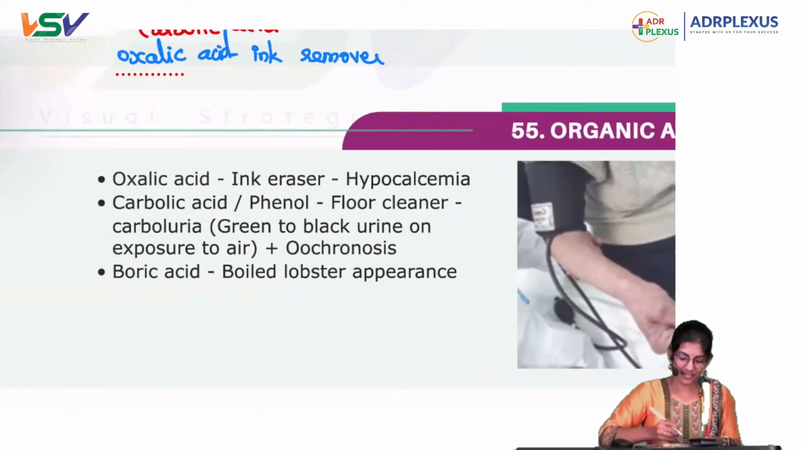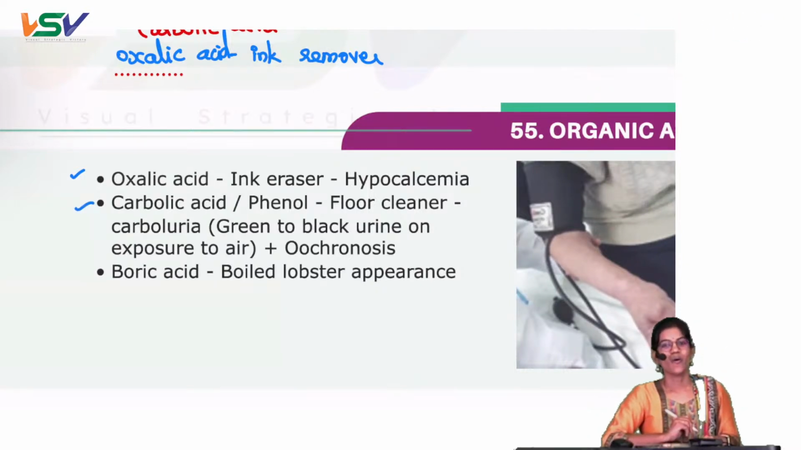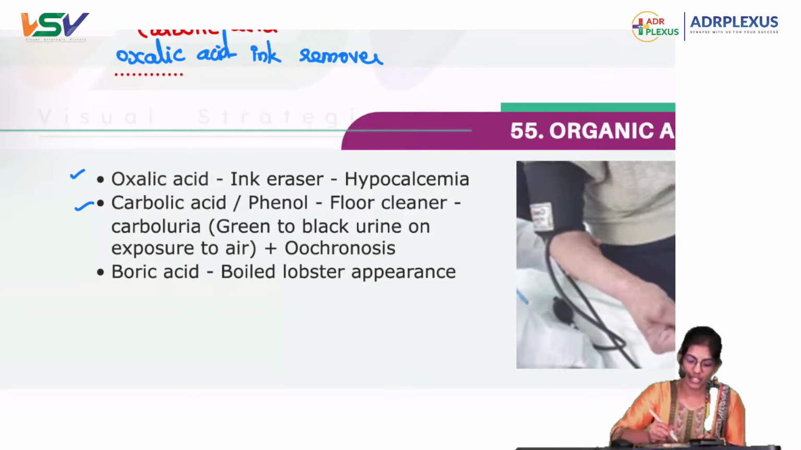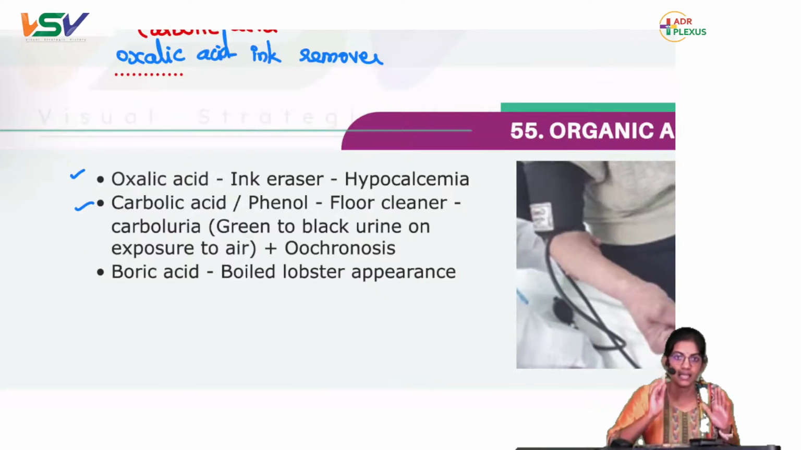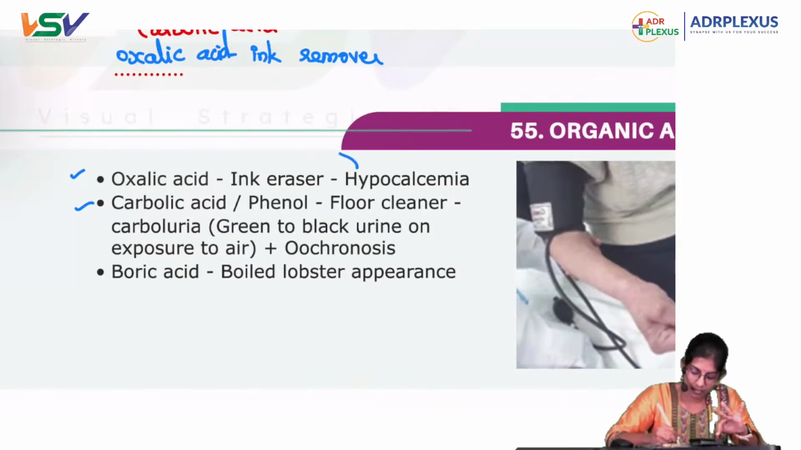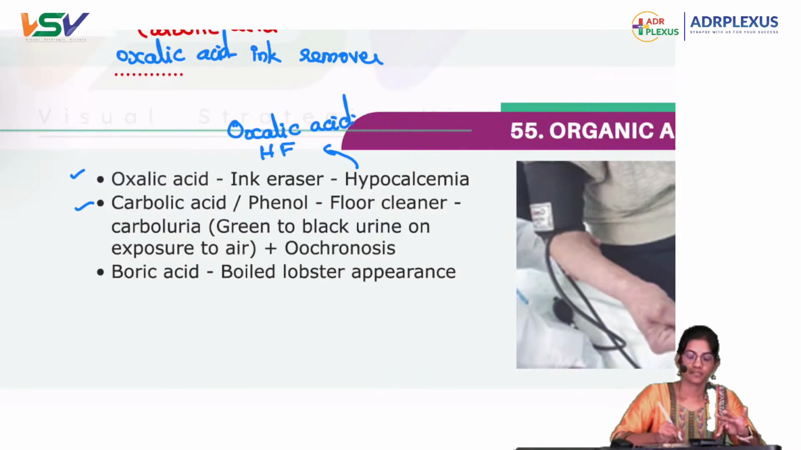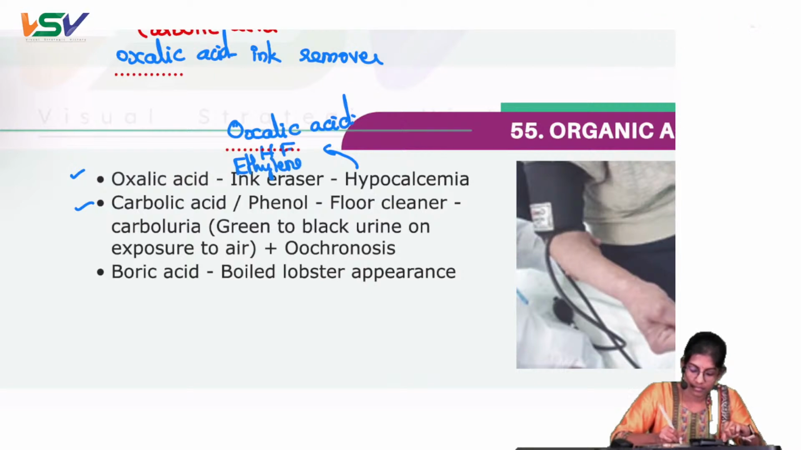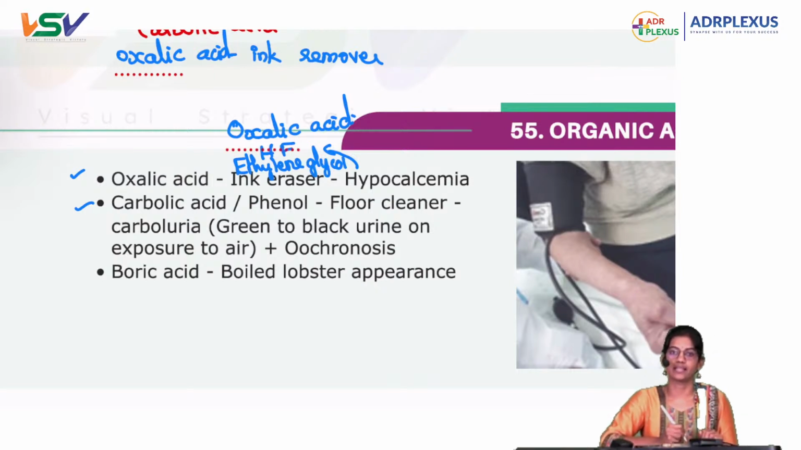So here we have seen ink remover is oxalic acid, and carbolic acid or phenol is also a floor cleaning acid. Now, let's look at these features. Oxalic acid produces hypocalcemia. In forensic medicine, remember three things for hypocalcemia: one, oxalic acid; two, hydrogen fluoride; three, ethylene glycol. Ethylene glycol itself will produce oxalic acid. That's why it's producing hypocalcemia.